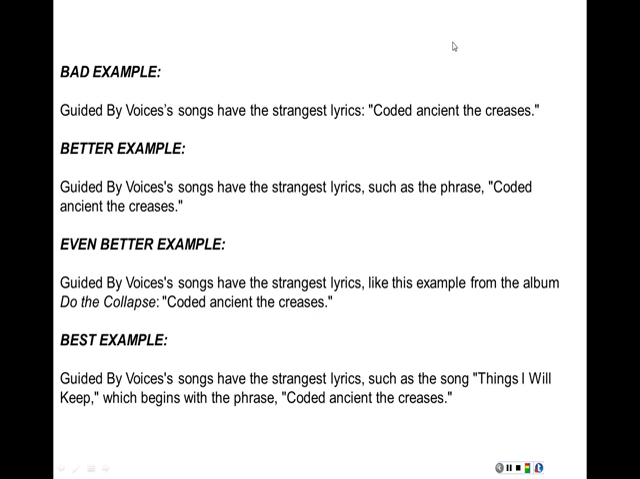And then one more, an even better one. Guided by Voices songs have the strangest lyrics, such as the song Things I Will Keep, which begins with the phrase, coded ancient the creases. Notice there you've even acknowledged that what follows is a phrase, not even a grammatical sentence. So you're letting the reader know that this thing is strange in and of itself. So make sure that when you integrate it, first off, you have to integrate quotations. All quotations must be integrated, but then make sure that the combination of your words plus the quoted words makes a grammatical sentence.